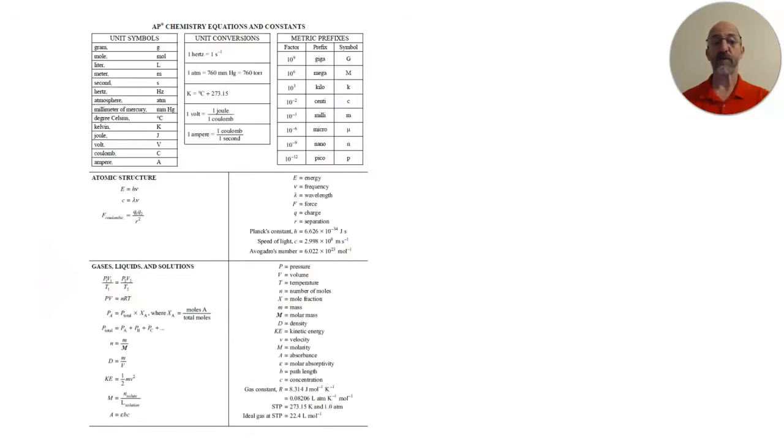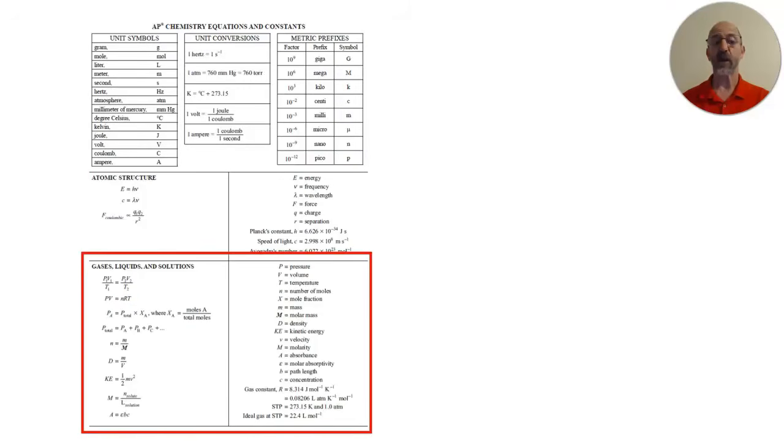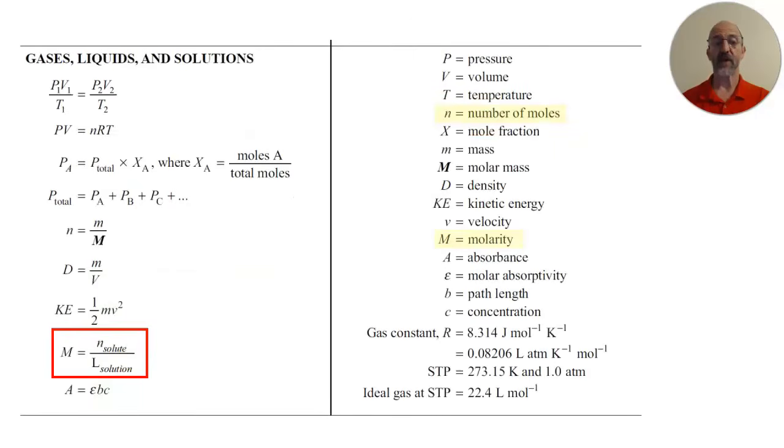Here you can see what the front page of the AP Chemistry equations and constants sheet looks like. This would be the section where the formula for molarity can be found, the section entitled Gases, Liquids, and Solutions. At the top, you can see that the metric prefixes are listed, and I'm highlighting milli. You probably already know that 1 liter is equal to 1,000 milliliters, so that's relevant for solution calculations. So there's the highlighted equation. Molarity is equal to the number of moles of the solute divided by the liters of the solution.